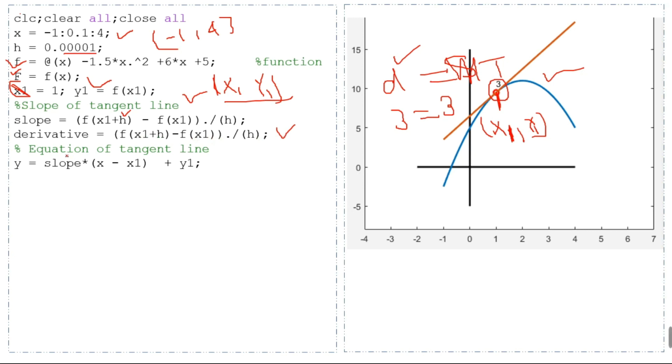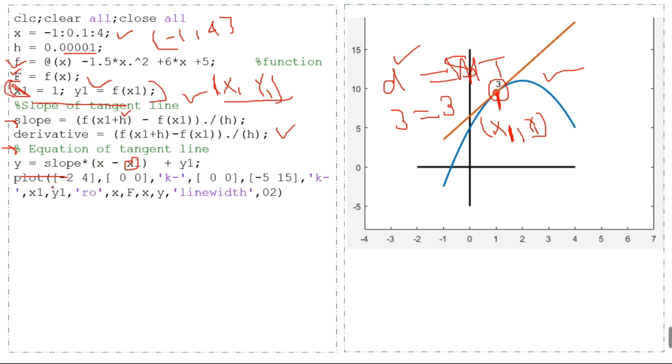Okay, this is the slope, and this is the equation of the tangent line. For this line we have y equal to slope times (x minus x1) plus y1. Okay, x1 and y1 are the point.